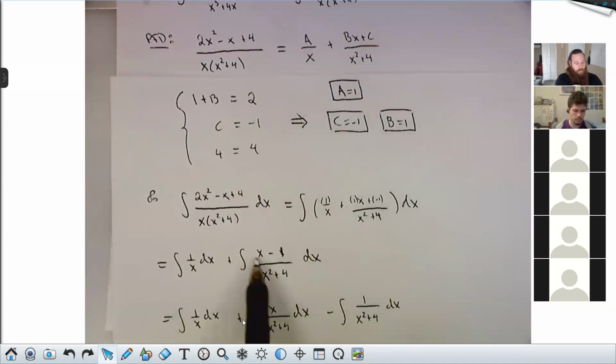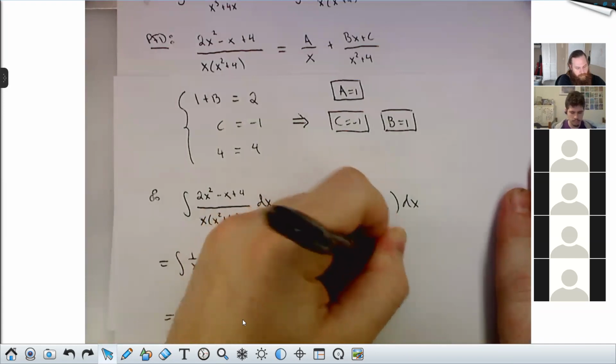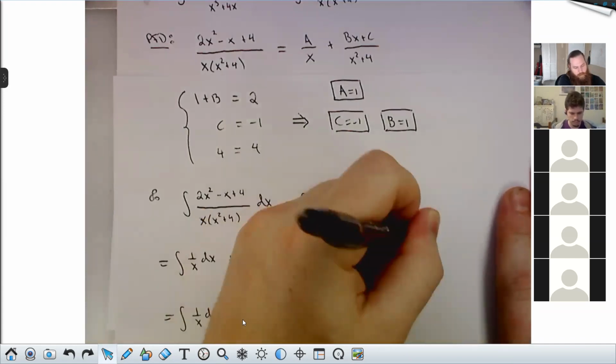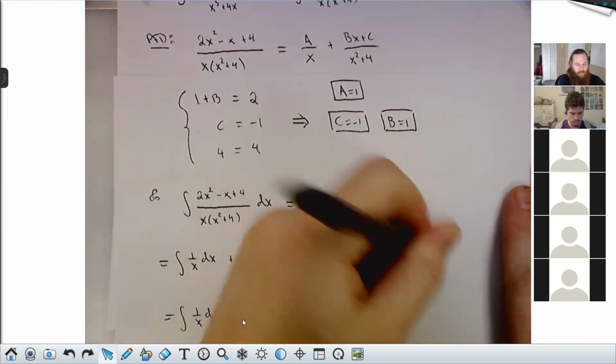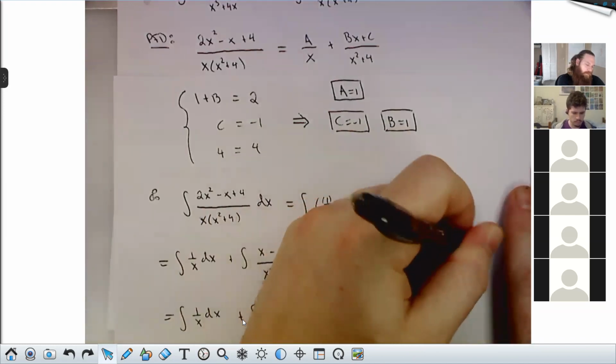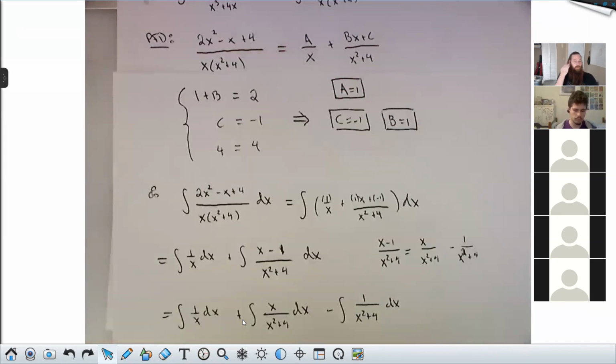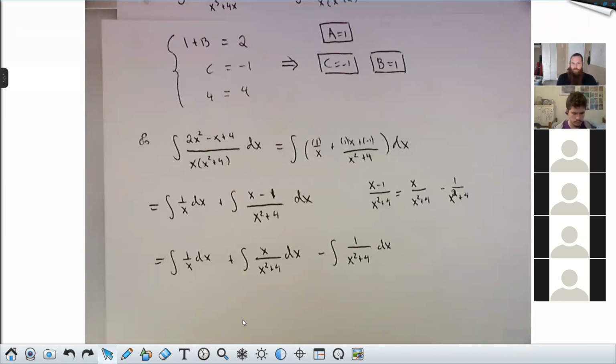So here I just split up x minus 1 over x squared plus 4 using some simple algebra rules. This is x over x squared plus 4 minus 1 over x squared plus 4. So I get this. Now each one of these is relatively simple. Natural log, u sub, arctan. The arctan here, you're going to have to do via trigonometric substitution, unless you've proved the formula I asked you to prove last time.